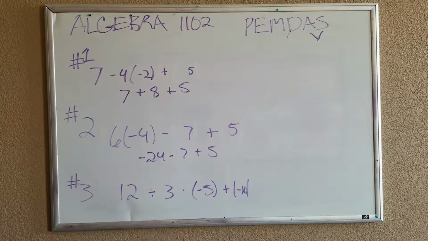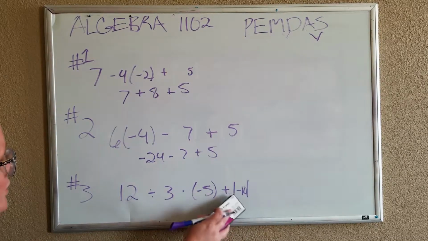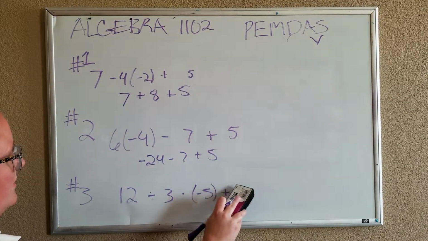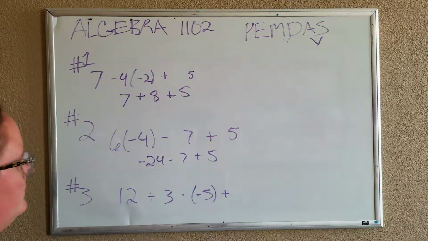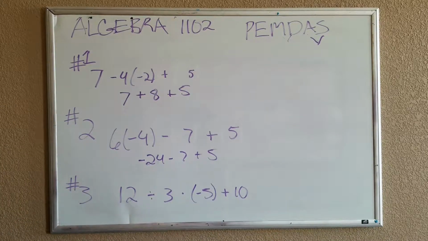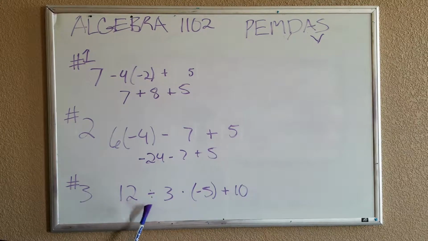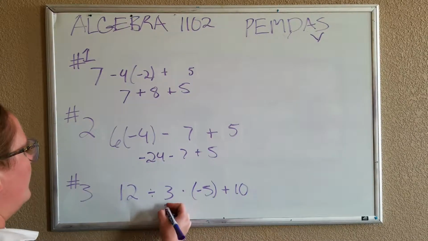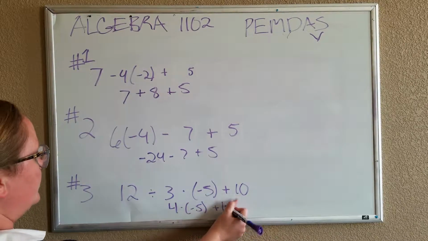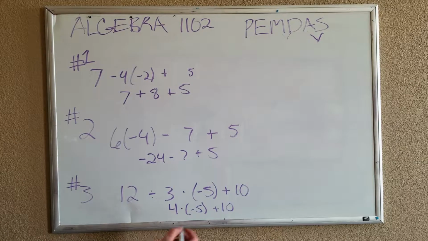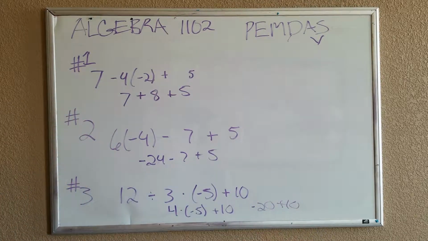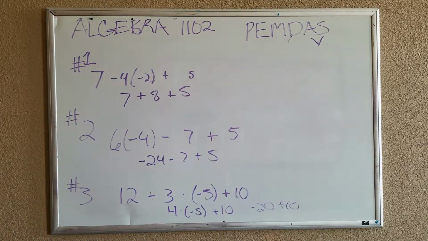All right, and the last one, let's evaluate our absolute values first. So instead of being a -10, this is just going to be 10. I'll just rewrite it. 10. All right. So we'll start at this end. We first come to a division. So we're going to do this division first. 12 divided by 3 is 4 times -5 plus 10. Next, you're going to do your multiplication. 4 times -5 is -20 plus 10. So just add -20 plus 10 and you'll have your answer.